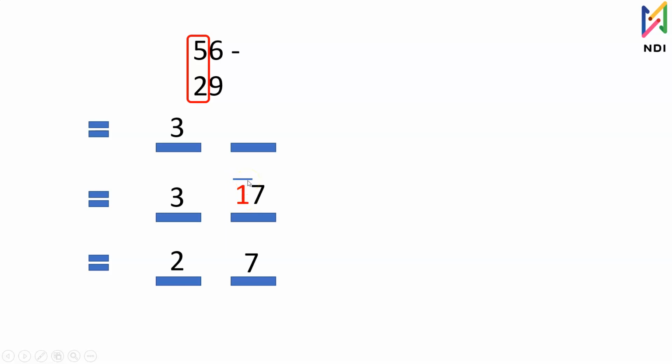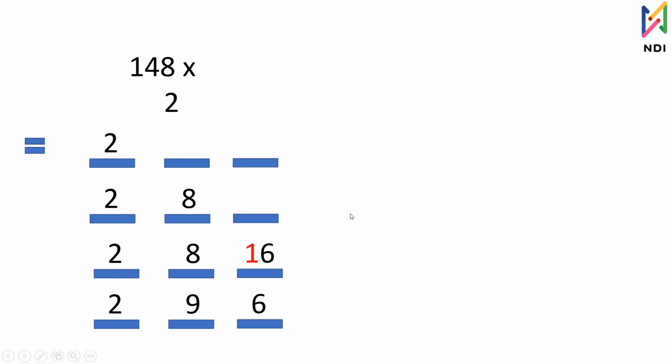You can indicate it using a bar, or put a cross mark, or whatever is convenient to you, because you are just telling yourself you have borrowed, and hence you need to subtract. You should not add. So I subtract whatever I borrowed. So 3 minus 1 becomes 2, and 7 is there, so you have 27 as the answer.